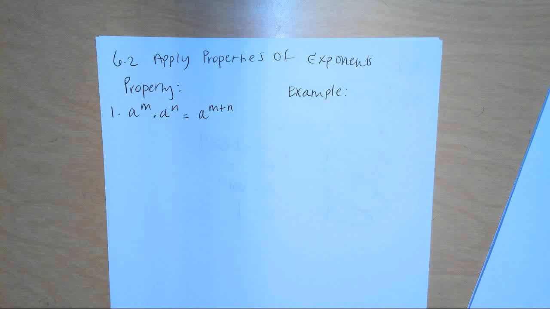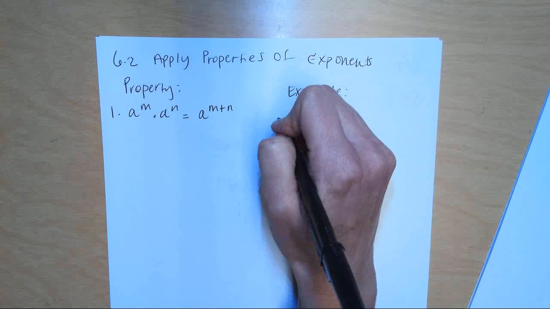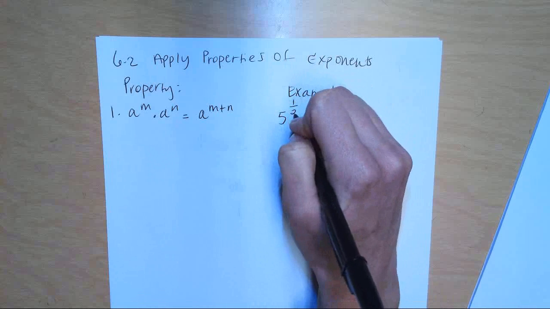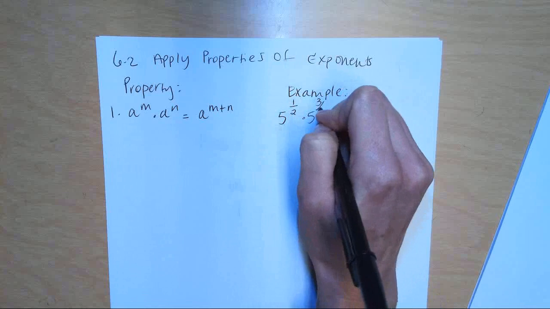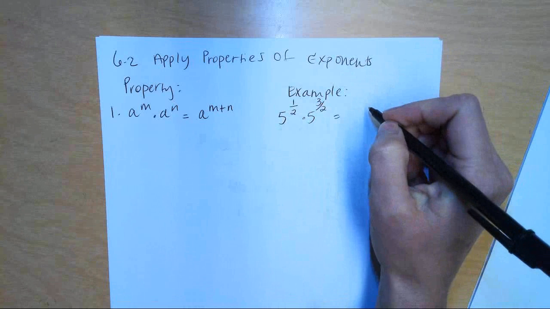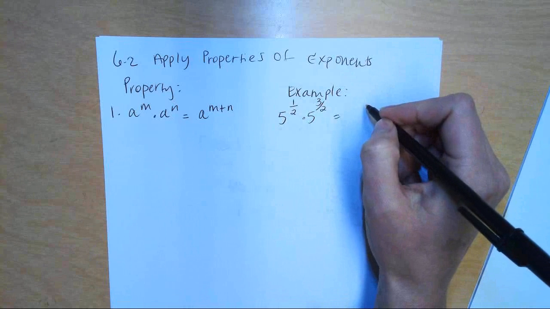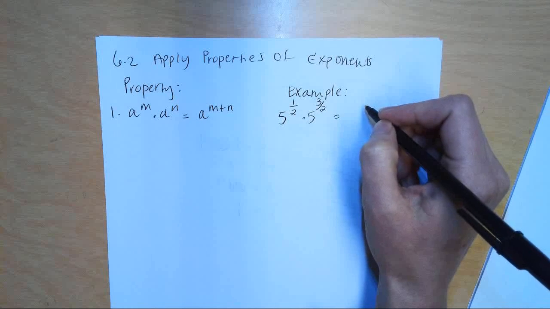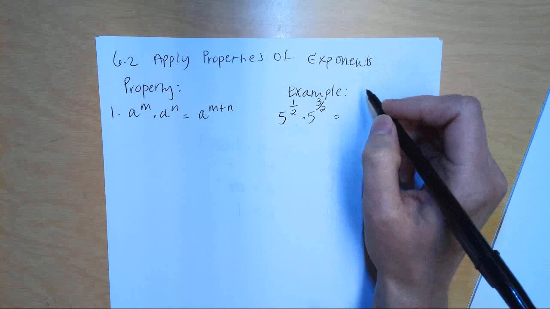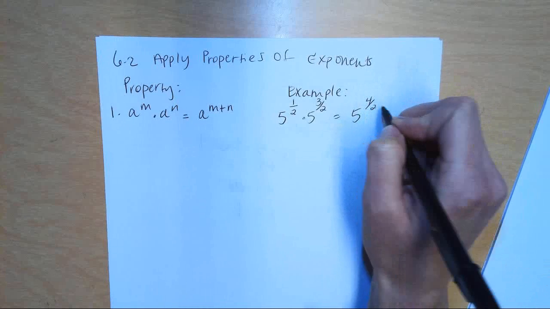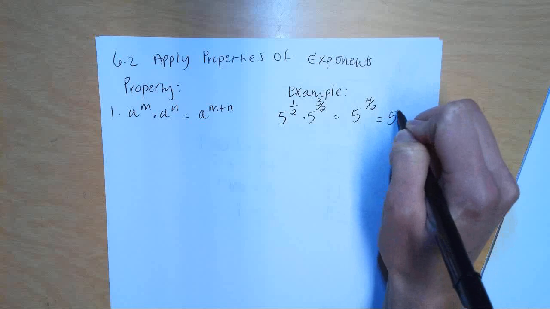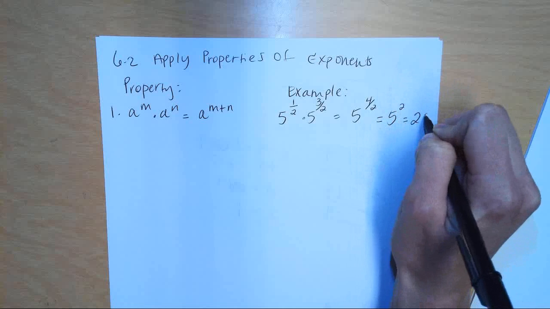All right. A to the m times a to the n is a to the m plus n. You add the exponents if you have the same base. So now we're going to do this with rational exponents. 5 to the 1/2 times 5 to the 3/2. When we're adding fractions, we need to have a common denominator. This one already has a common denominator, so I'm just going to add the numerators, which would be 4 halves. 5 to the 4 halves is the same thing as 5 squared, and 5 squared is 25.